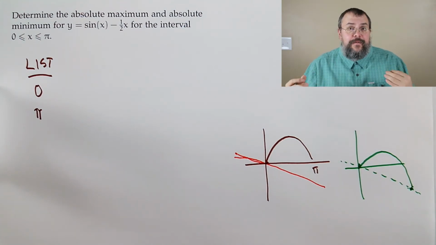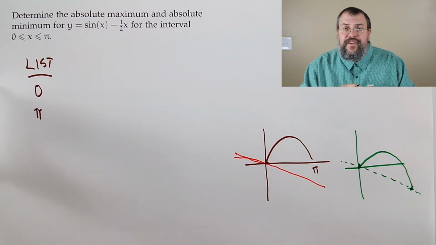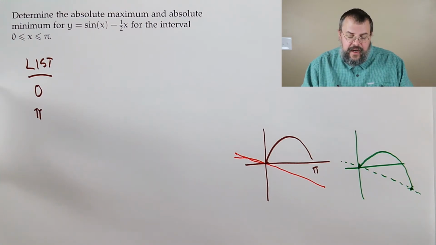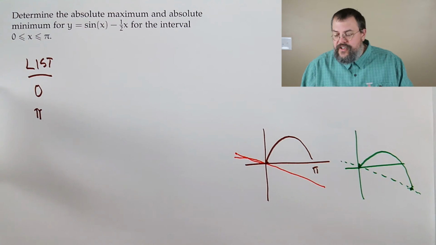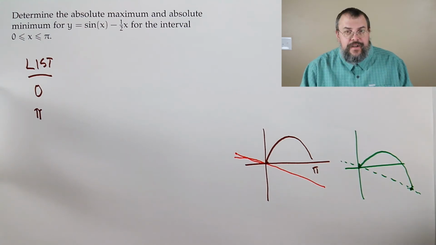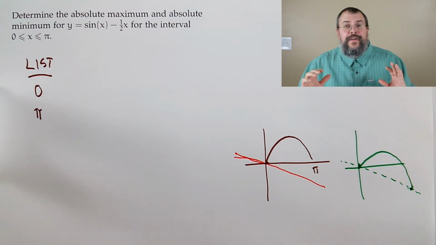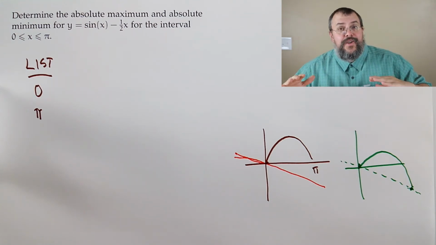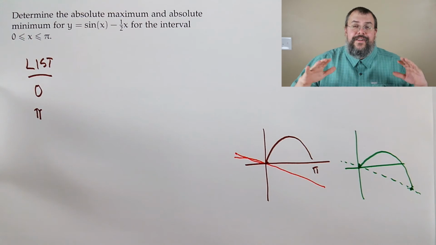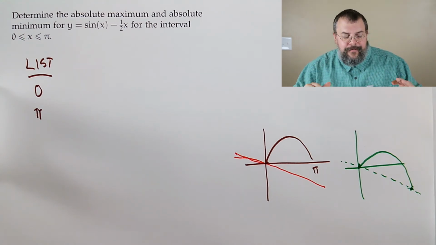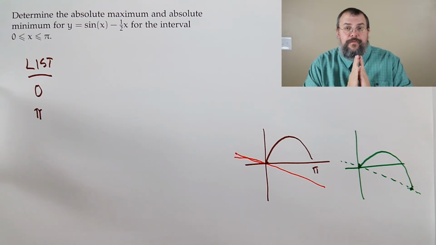And if you forget them, then you might miss them. So we want to make sure we don't miss anything. If you have to err, you would probably want to err on the side of checking too many points, but you really don't want to do that. Our goal is to do the right amount of work. Not too much, but not too little. Just right. Okay, so we've started our list.